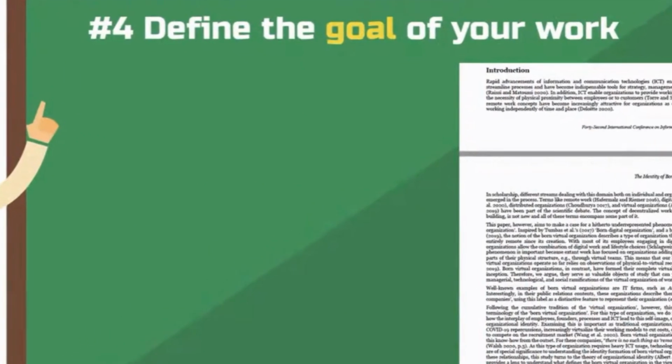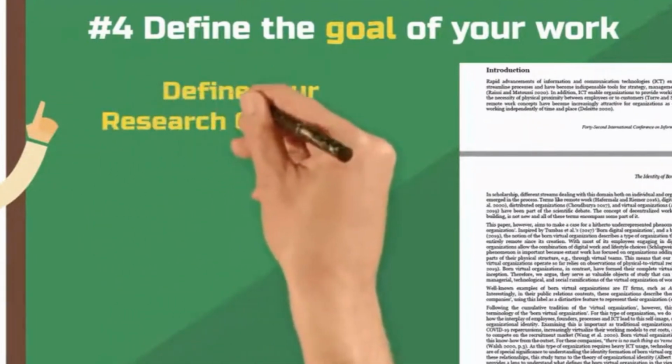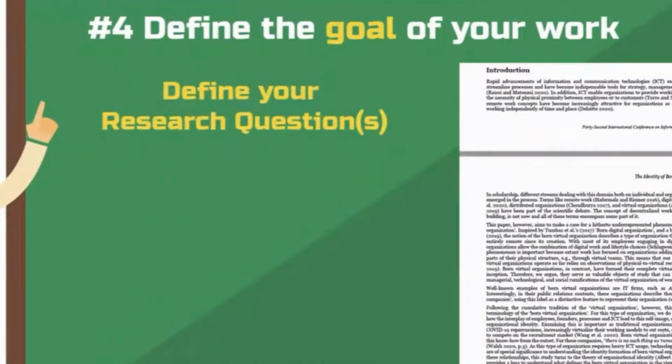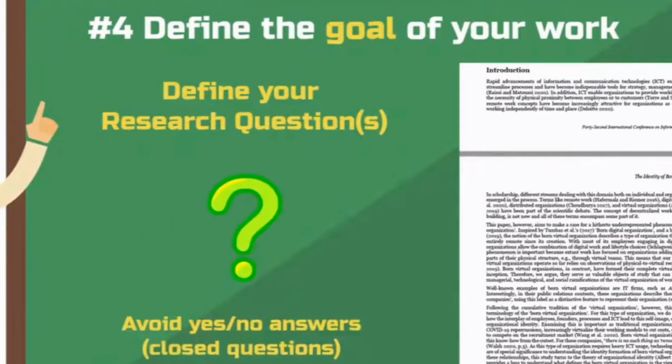So step 4, define the goal of your work. At this point, you should express what exactly you want to achieve. So we want to address the previously identified research problem, defining a specific research question. A research question should never be answerable with yes or no.